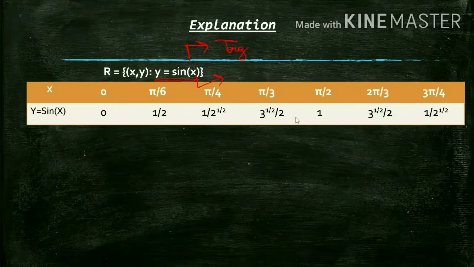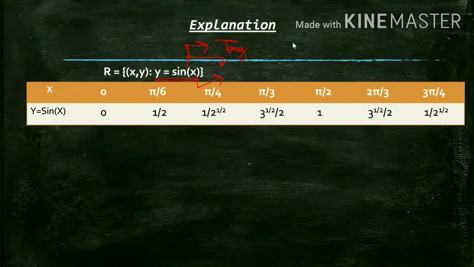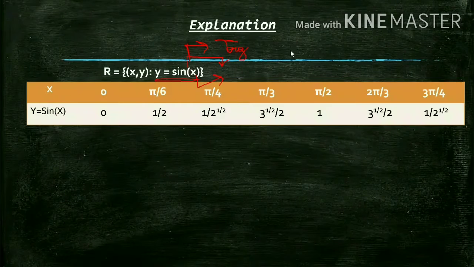0, half, 1 by root 2, root 3 by 2. You might have learned these values earlier, so that's not an issue. Now we will look at the graph of the function y equals sine x, and see whether it's a function or not and how it is a function. First, it is a relation because it contains ordered pairs and it is a set. So the relation concept is clear. Now what I want is that for any two different ordered pairs, it must not have the same first component, and that would be verified by the graph.